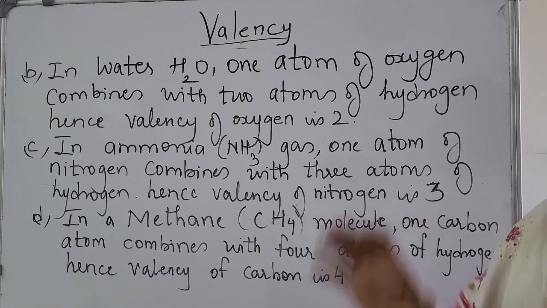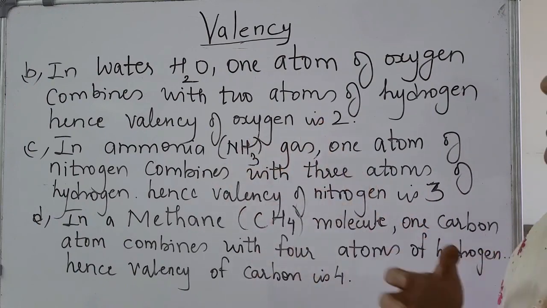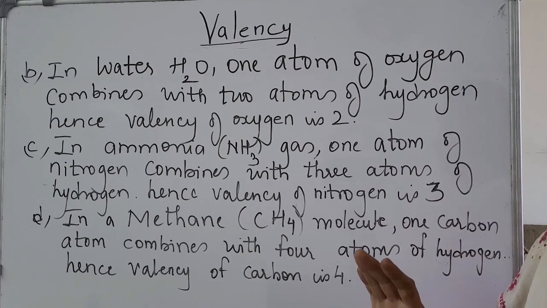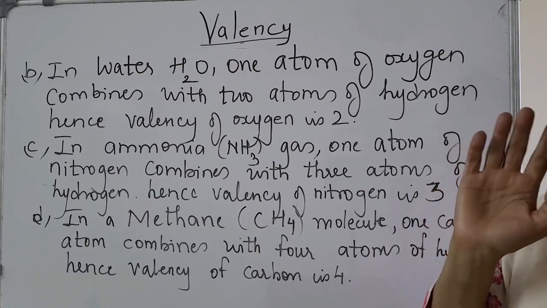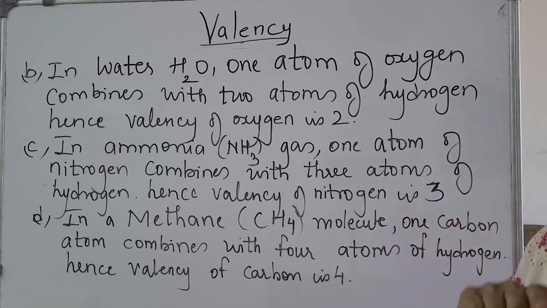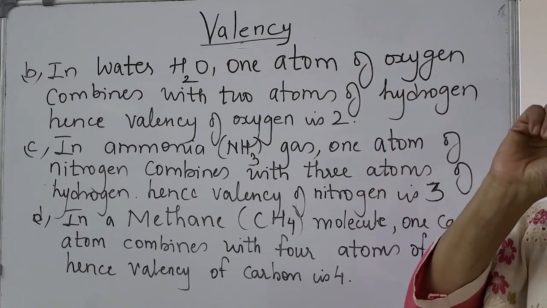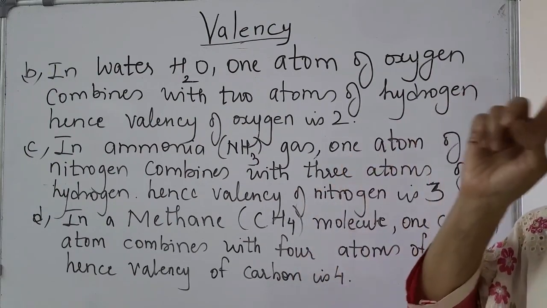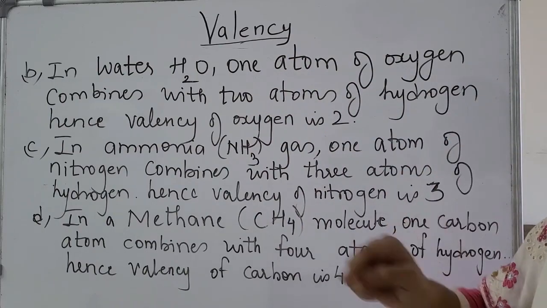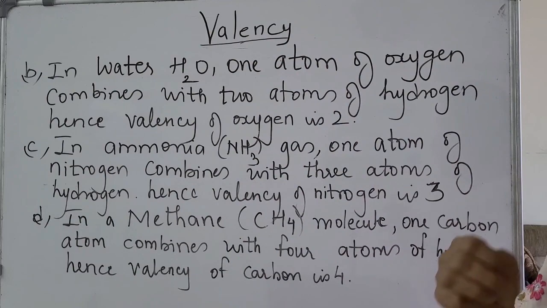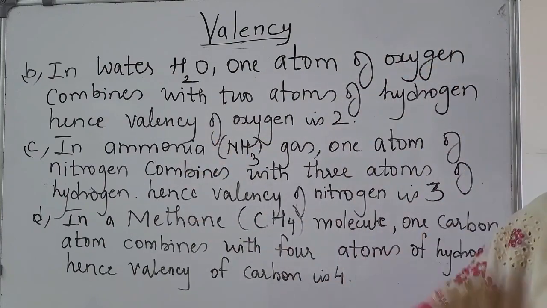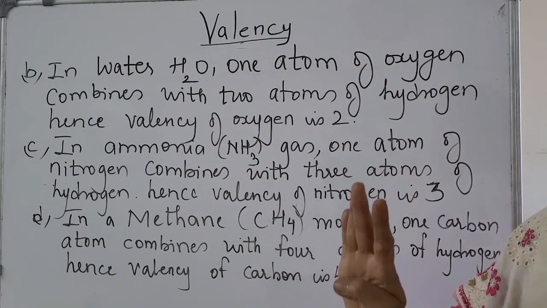So how many hydrogen that element requires, attracts to form a molecule, that is the valency of that element. So you have seen that hydrogen valency is 1. It requires 1 chlorine, therefore valency of chlorine is 1. Now oxygen requires 2 hydrogen, therefore valency of oxygen is 2. Nitrogen requires 3 hydrogen, therefore the valency of nitrogen is 3. Carbon requires 4 hydrogen, therefore the valency of carbon is 4.